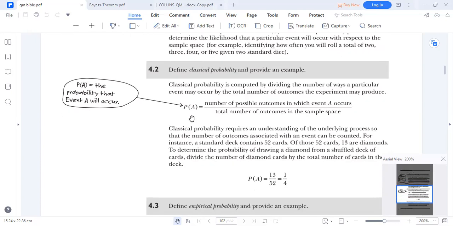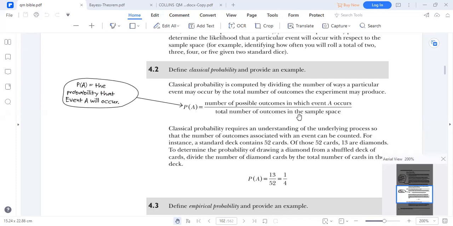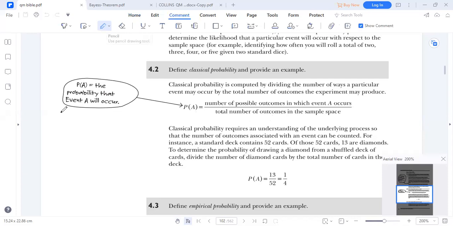To define classical probability, I'm going to use an example. The probability of A is the number of all possible outcomes in which event A occurs divided by the number of outcomes in the sample space. If I'm dealing with fruits, for instance, and I have 7 apples and 3 bananas, my sample space of fruits is 10. The total number of fruits is 10.